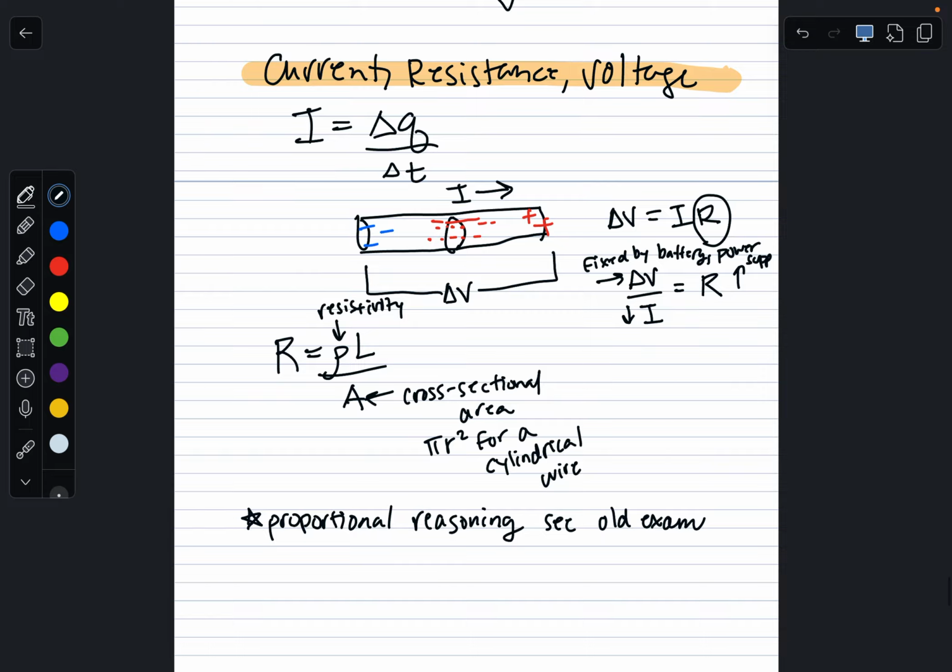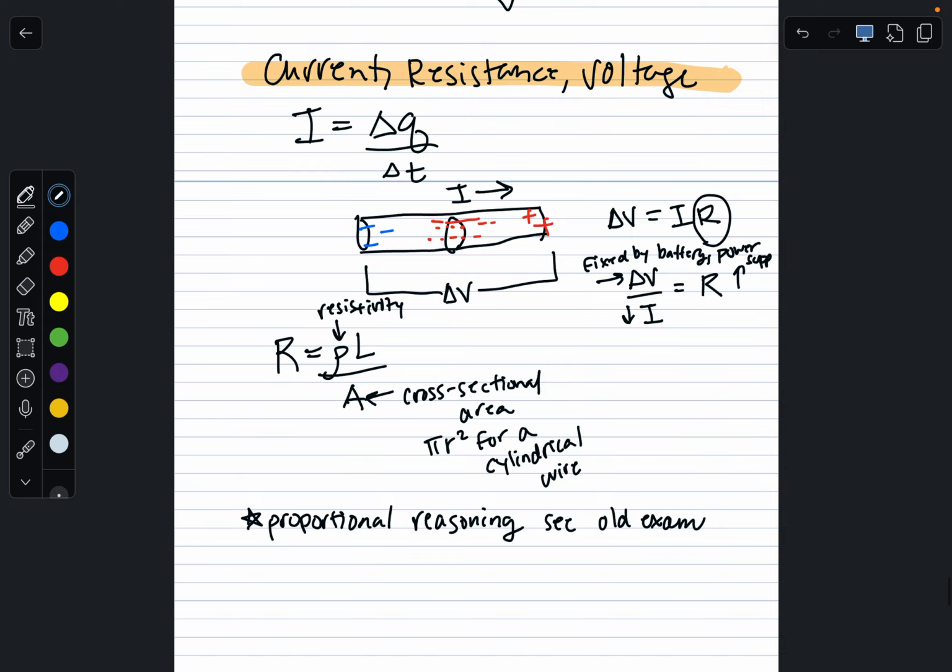Proportional reasoning is technically conceptual. There's a little bit of calculation, but it's not a serious calculation. It's like, what happens if you increase this parameter? What happens to one parameter if you increase the other? It's mainly conceptual, like if you increase the length of the wire, then how does the resistance change? So that's a conceptual question for the most part.